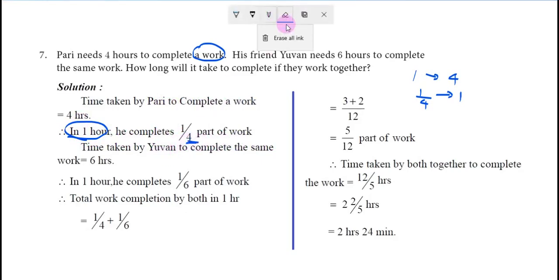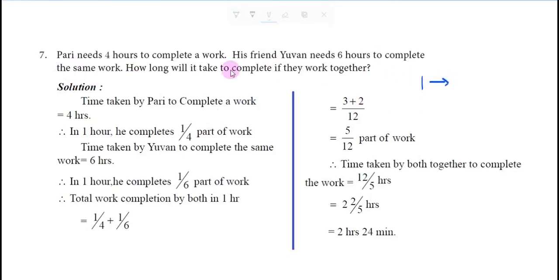Okay, now his friend Yuan needs 6 hours to complete the same work. So to complete the same one work, Yuan needs 6 hours. In 1 hour means move this 6 to the denominator. So 1 by 6. So in 1 hour he completes 1 by 6 part of work. So the total work means we will add. So 1 by 4 plus 1 by 6.